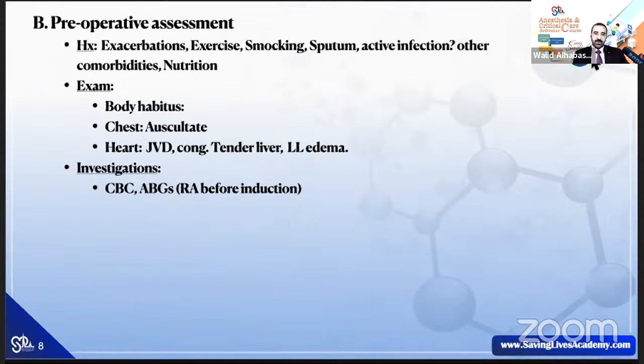A CO2 of more than 5.9 kilopascals, which you can convert into millimeters of mercury by multiplying by 7.5, and a PO2 of less than 7.9 kilopascals on room air are both associated with the worst prognosis. So your 5.9 and 7.9, more and less, are your golden numbers here.